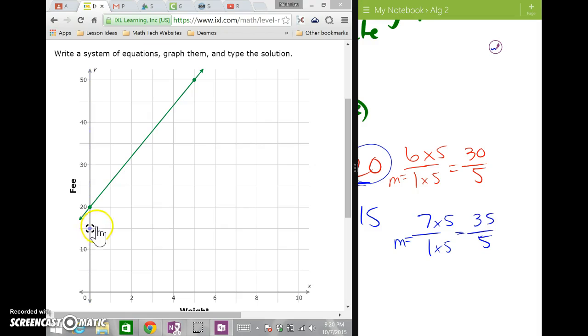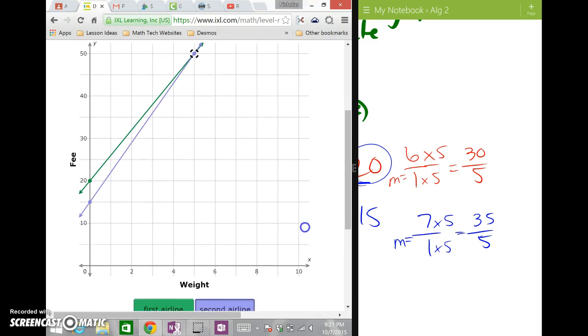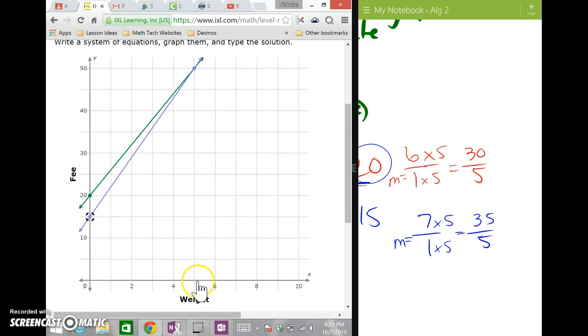So now I'm going to go up 35. So 15 plus 35, that's going to be 50. So it goes all the way to the top and over 5. And there's our intersection point. So the bag ended up weighing 5 pounds over the weight limit. And it ended up costing her the same thing.